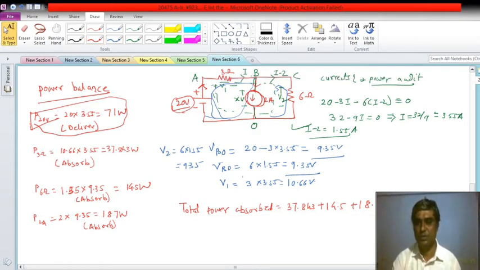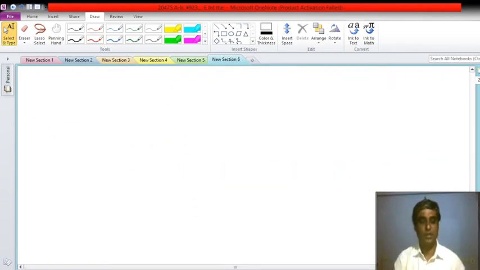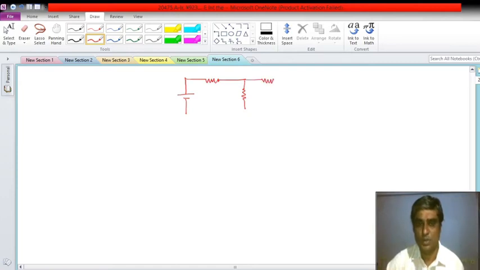So this way you can do this. Again, one more example. We'll take it to elaborate the power balance very well. I've drawn it. Now I'll take the current source in the outer loop. Suppose this is my voltage terminal. There is a resistor. Here one more resistor I have connected, one more resistor here, and the current source connected here.